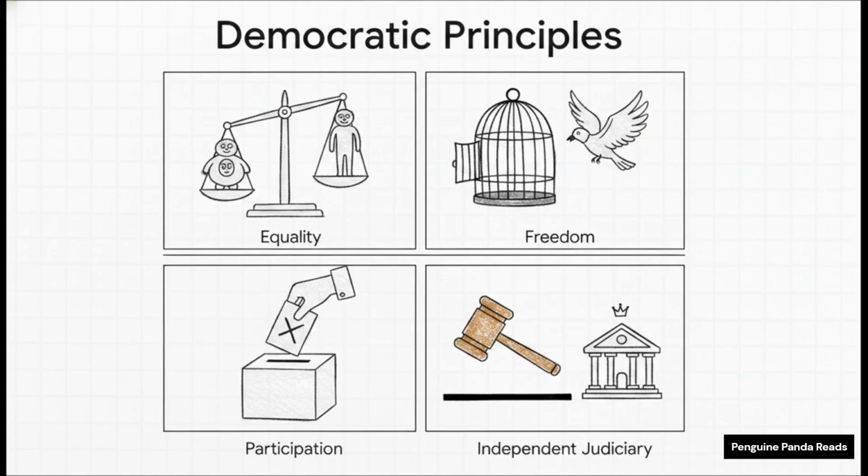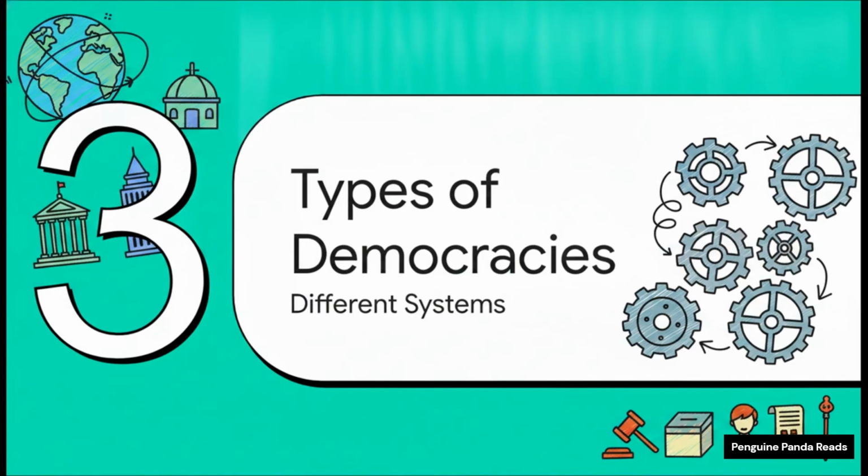Now, these ideals definitely take time to perfect. To put that into perspective, Switzerland didn't grant women the right to vote until 1971. Meanwhile, India had universal franchise right from its birth as a republic in 1950. But imperfect or not, these principles form the absolute bedrock of any system aiming to put power in the hands of the ruled.